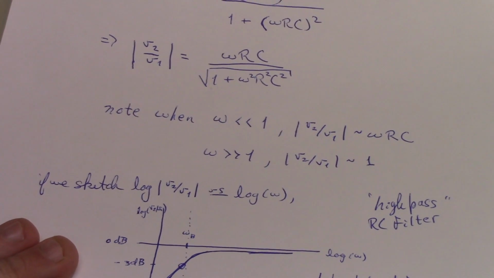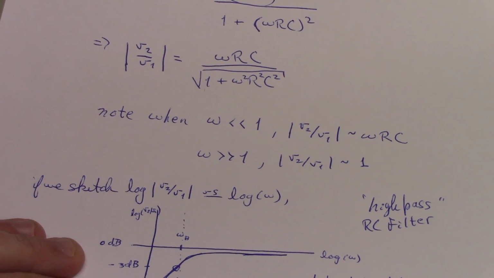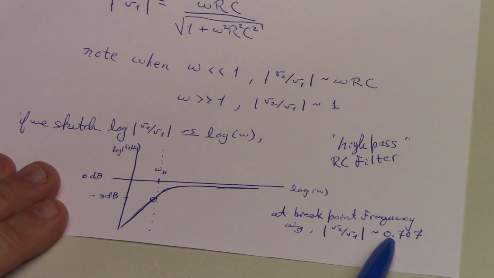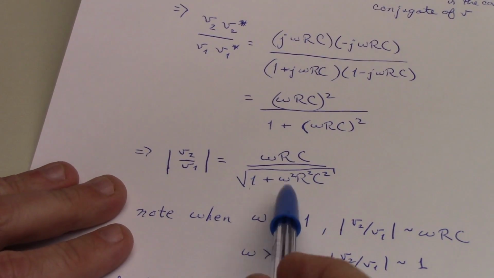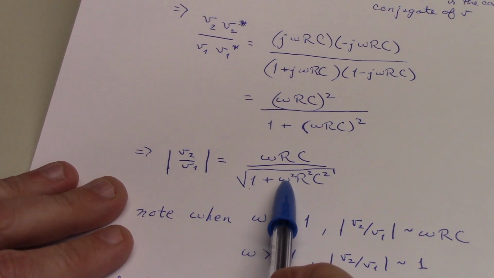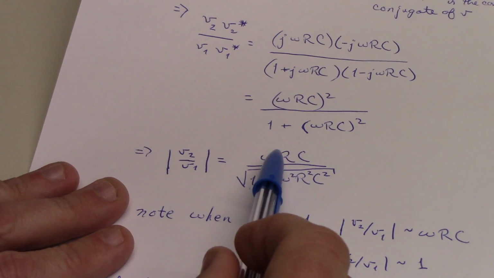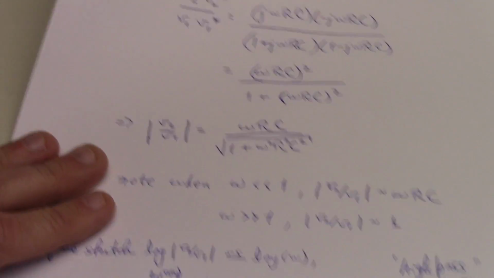And I think you can see that the breakpoint here, the omega sub breakpoint, is just when the gain is equal to 1 over the square root of 2, or 0.707. Right, you can see that if you let omega equal 1 over RC, then this term becomes 1, this term becomes 1 in the numerator, so you end up with 1 over the square root of 2. Okay?